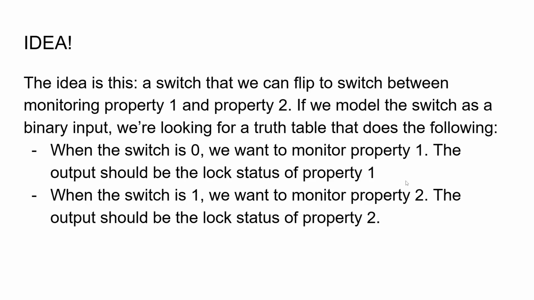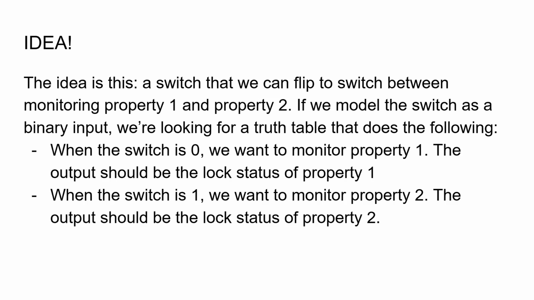Something like an OR gate may come to mind, but this only tells us that at least one property has the doors locked. Similarly, an AND gate only tells us that both properties have their doors locked. What we need is a way to switch what system we're monitoring. The idea is this: a switch that we can flip between monitoring property 1 and property 2. If we model the switch as a binary input, we're looking for a truth table that does the following.